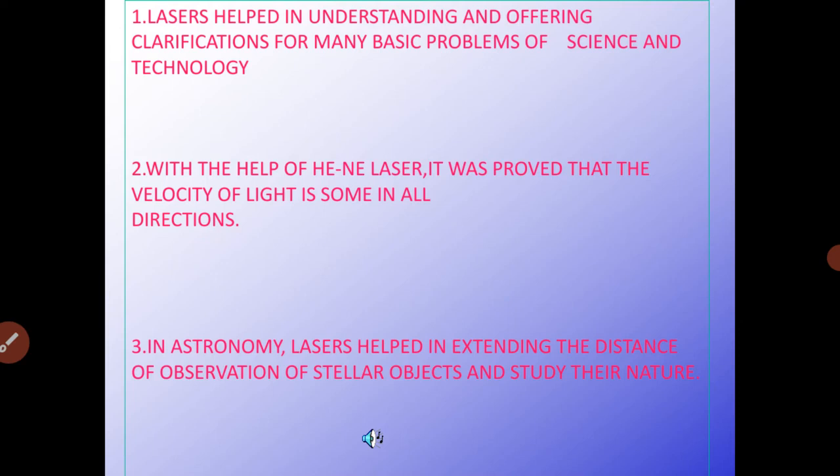Second, with the help of helium neon laser, it was proved that the velocity of light is the same in all directions. Third, in astronomy, the lasers help in extending the distance of observation of stellar objects and study their nature. Here the word stellar objects means astronomical objects like planets, stars, galaxies. These all are known as stellar objects. The study of this is known as astronomy. In this case, lasers are very useful for extending the distance of observation.